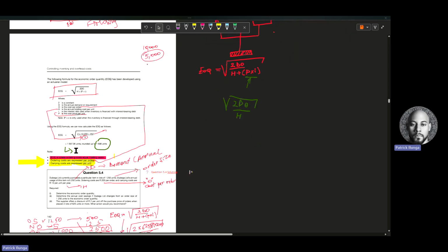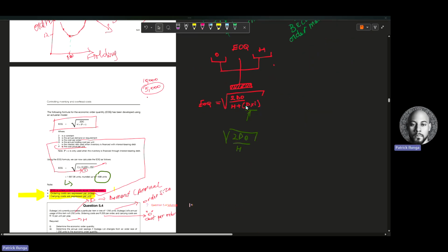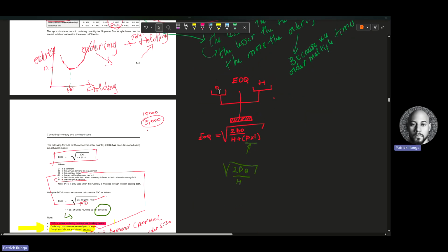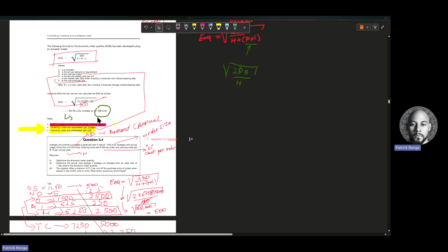But what this provides us is a quick way to know exactly what is the correct balance. So the correct balance here between ordering cost and holding cost will be 19,697.06. Obviously, we're going to ignore the dot 06. We have to round up because we don't have half of a unit, right? So to be exact, it's going to be 1,698. Guys, there you have it.